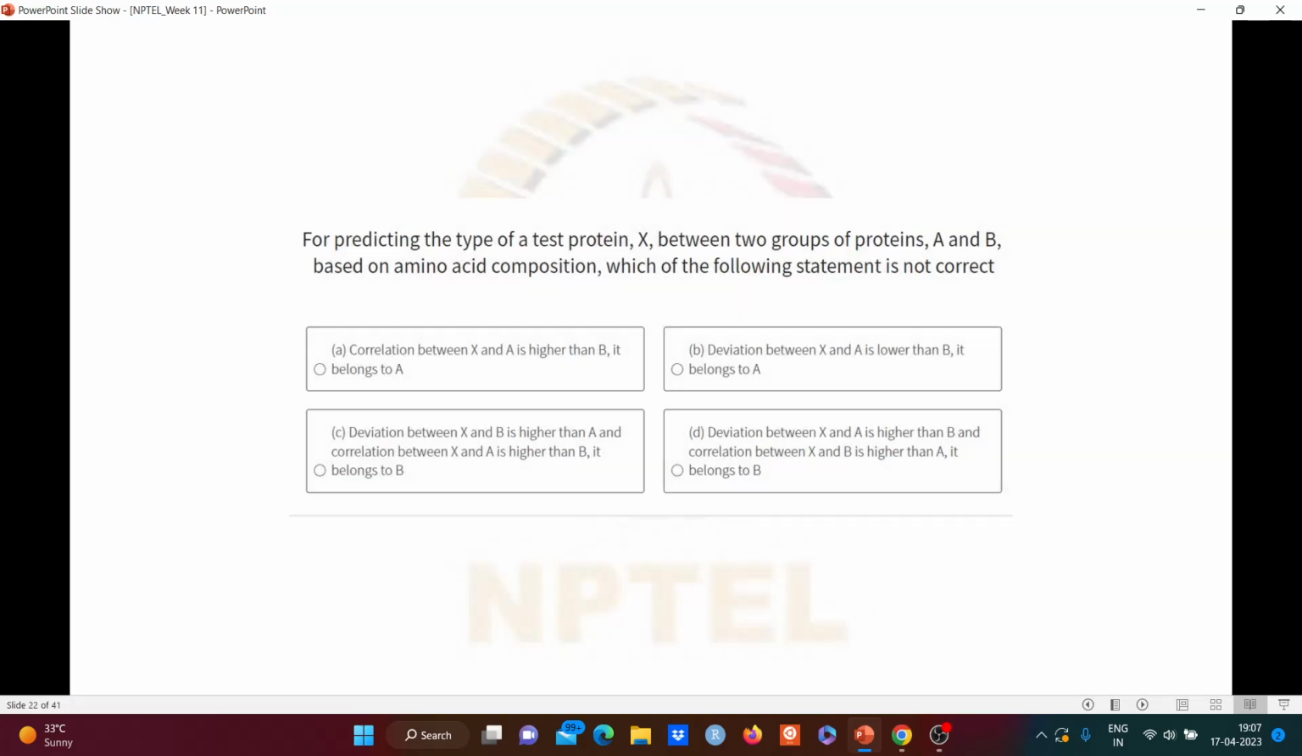Moving on to the next: for predicting the type of a test protein X between two groups A and B based on amino acid composition, which of the following statements is not correct? Read the options carefully so that you can select the one which is not correct for classifying or grouping this test protein X into group A or B.